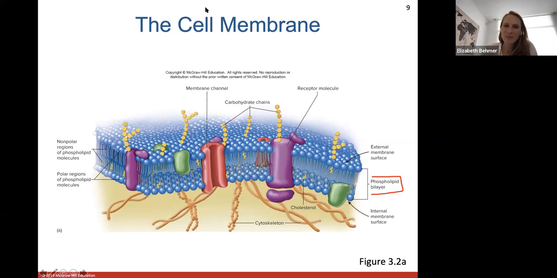Also making up the cell membrane, we have different channel proteins and receptor proteins. So here's a membrane channel where it would allow things to get in and out of the cell.